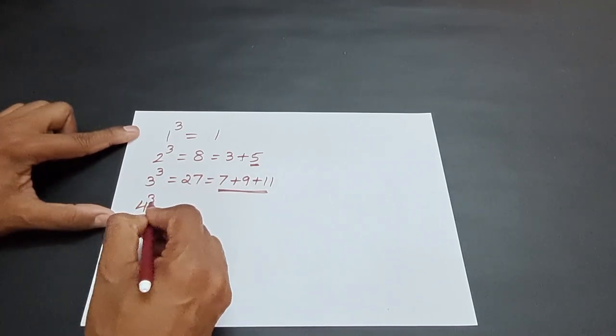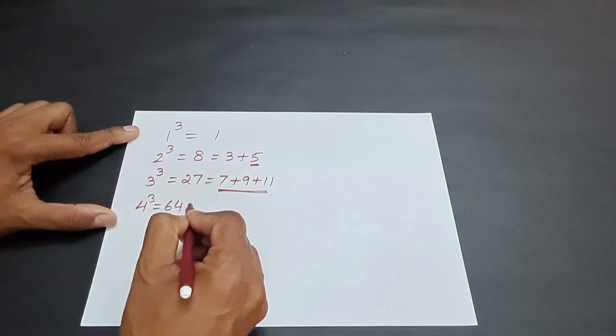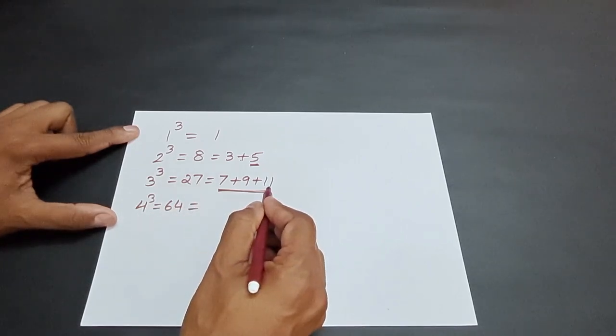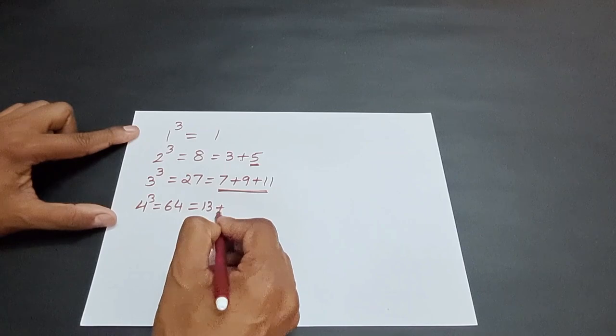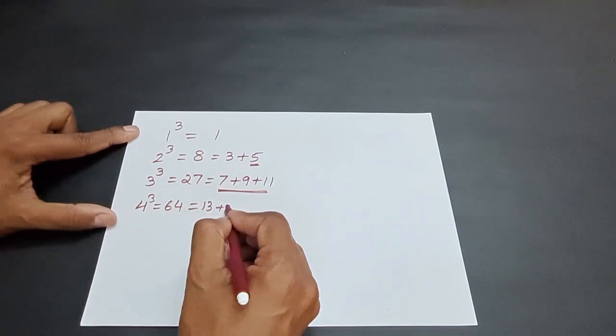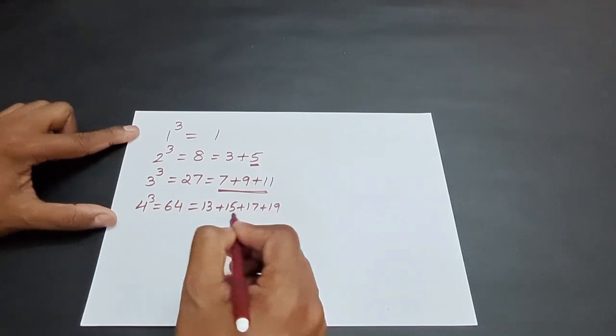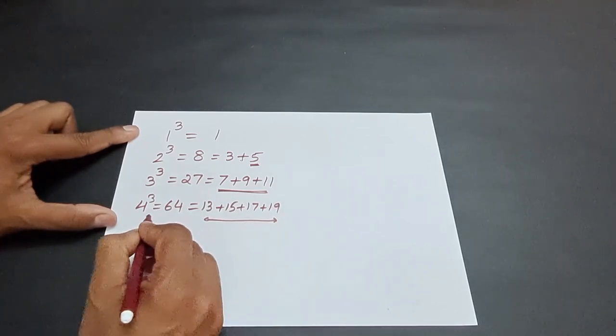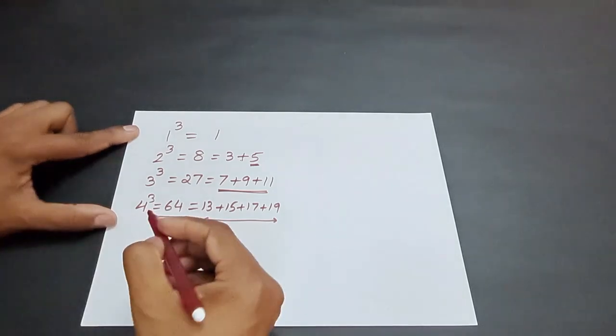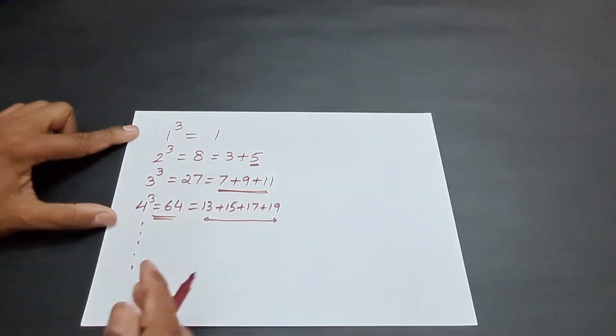So the next one will be 4 cube, which is 64, and 64 can be written as, after 11 we have 13, and then we have to write 4 odd natural numbers. So 13, 15, 17 and 19. These 4 natural numbers will add up to 64, which is 4 cube, and this pattern continues.